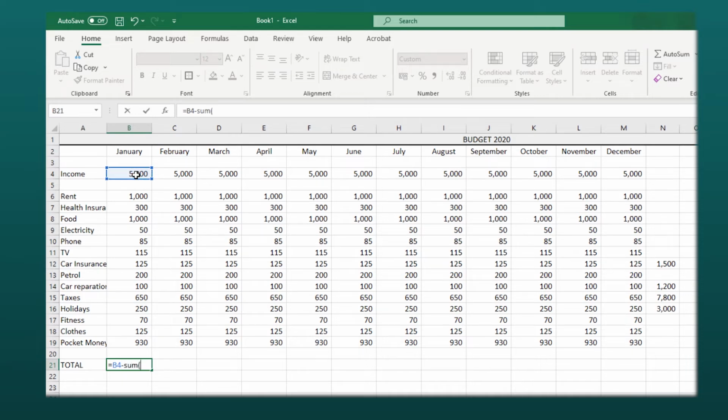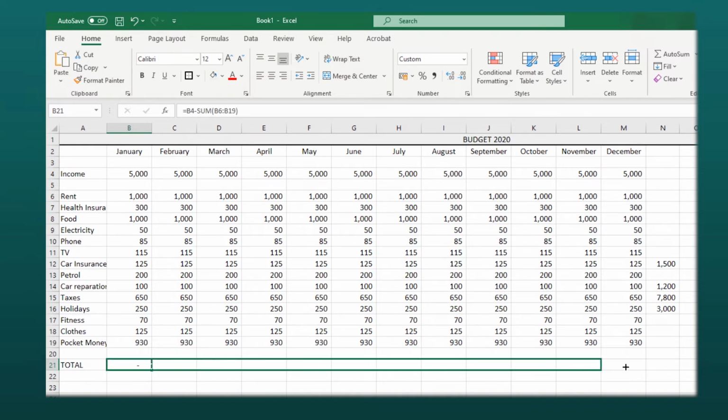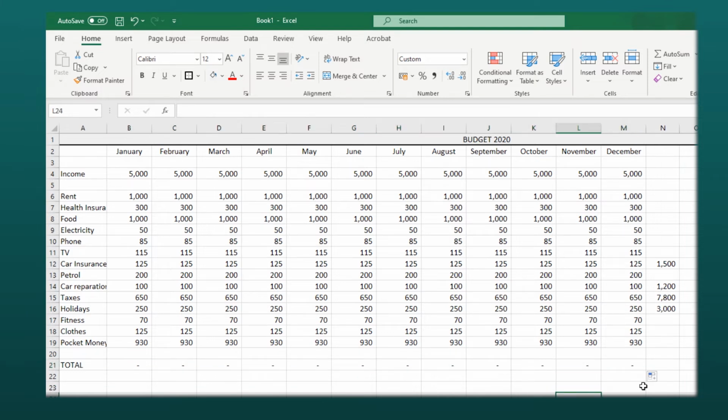In order to see that every month the money that you have, the 5,000, minus all the expenses, will give you the total. If you get to zero, it's perfect. If you get to minus something, not good. If you have something positive, it's some savings that you can start doing.